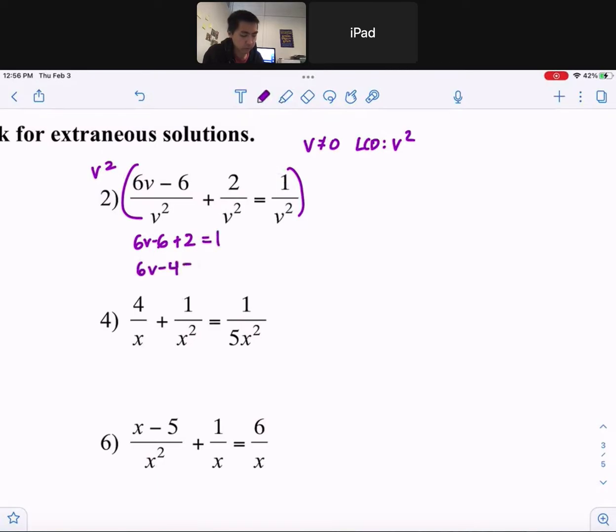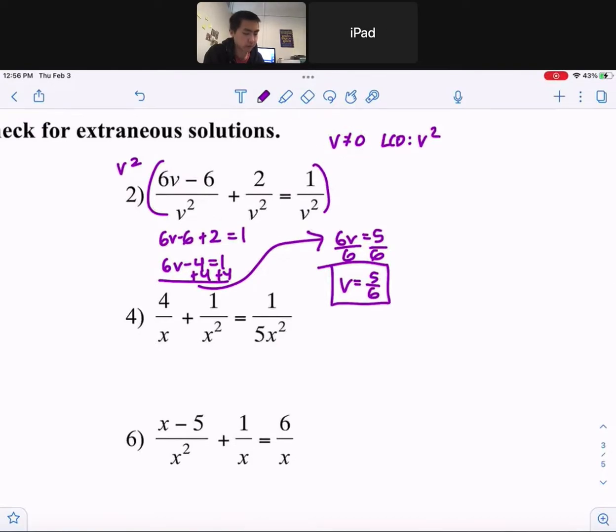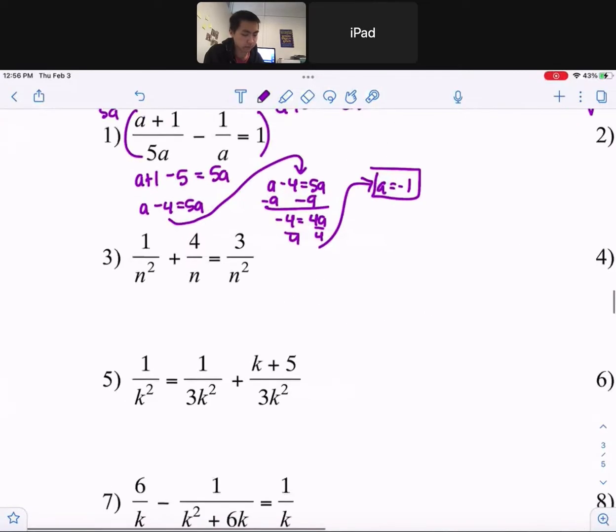6v minus 4 is equal to 1. Now again, get constants on one side and variables on the other. So I'm going to add 4 to both sides. 6v equals 5 and divide both by 6. v equals 5/6. And again, that doesn't interfere with the excluded value, so we are perfectly fine.